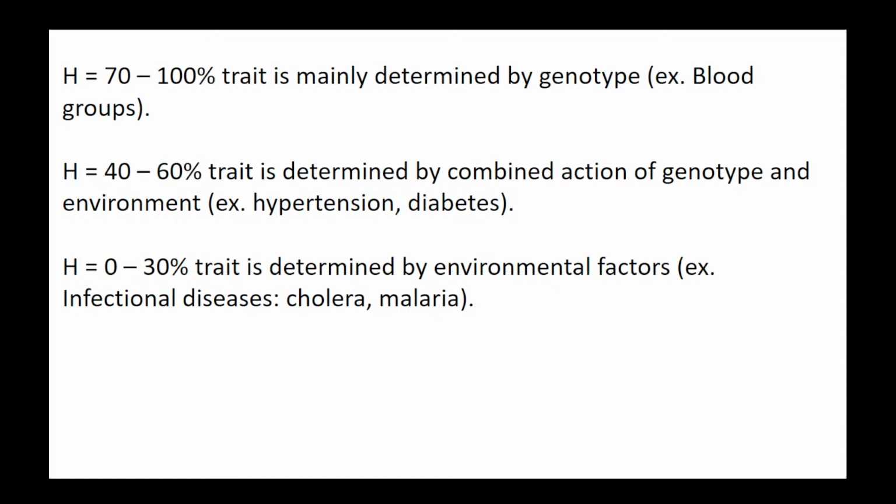The coefficient of inheritance will be less than 50% for diseases which are determined by environmental factors. These are infectious diseases such as cholera, malaria. These are diseases which are caused by lack of vitamins or microelements. This is rickets, goiter, and others.